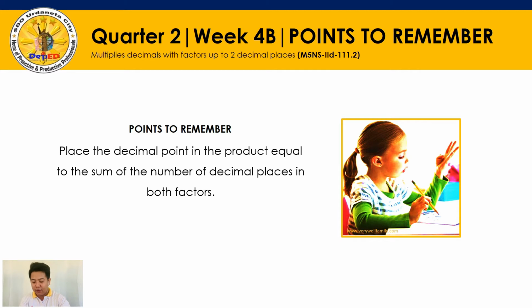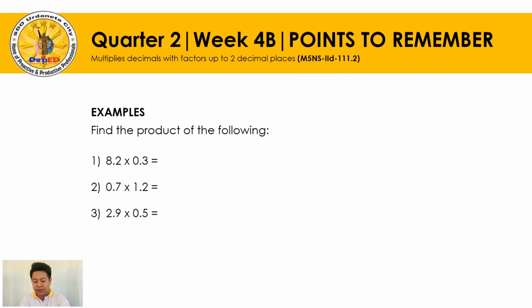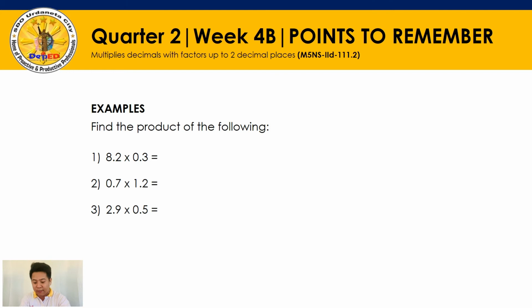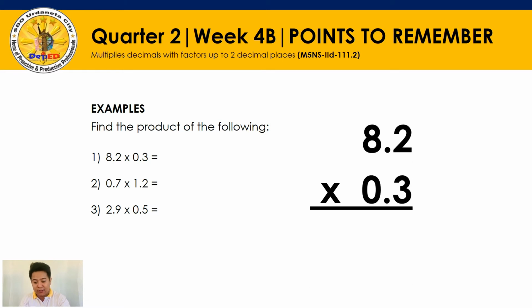Okay, for us to really understand this concept, let's try to solve some examples. Find the product of the following. In number 1, we have 8.2 and 0.3. First, we are going to rewrite this into this. Now we must multiply them as we multiply whole numbers, like in the previous lesson.